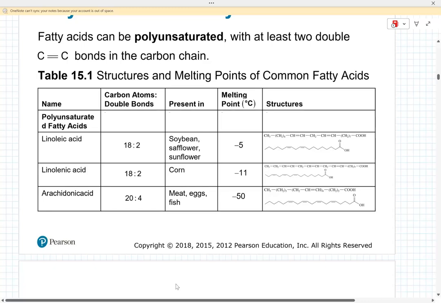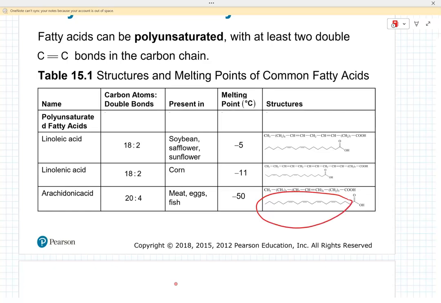And then we have polyunsaturated fatty acids. They contain more than one. So for instance, arachidonic acid contains 4 double bonds. Okay? Linolenic contains 3 and linoleic contains 2. Sounds good?